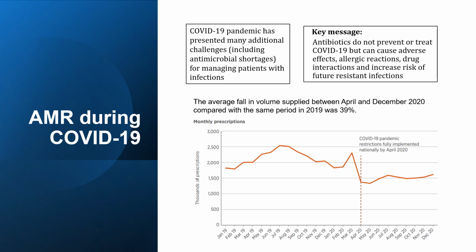So it is very important to note that some patients with COVID-19 may develop bacterial co-infections, and in this case, the health workers might prescribe antibiotics to help treat secondary bacterial infections in those patients, but primarily antibiotics should not be used to treat COVID-19.